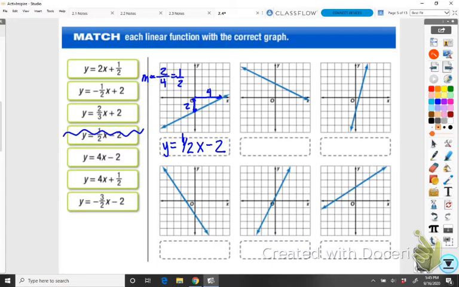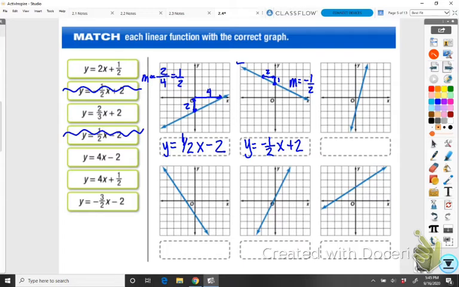This next one has a positive y-intercept of 2, and its slope is going up 1 and over 2, and it's slanted in the negative direction. So your m is negative 1/2 here. So you have the equation y equals negative 1/2 x plus 2. That's the second one.